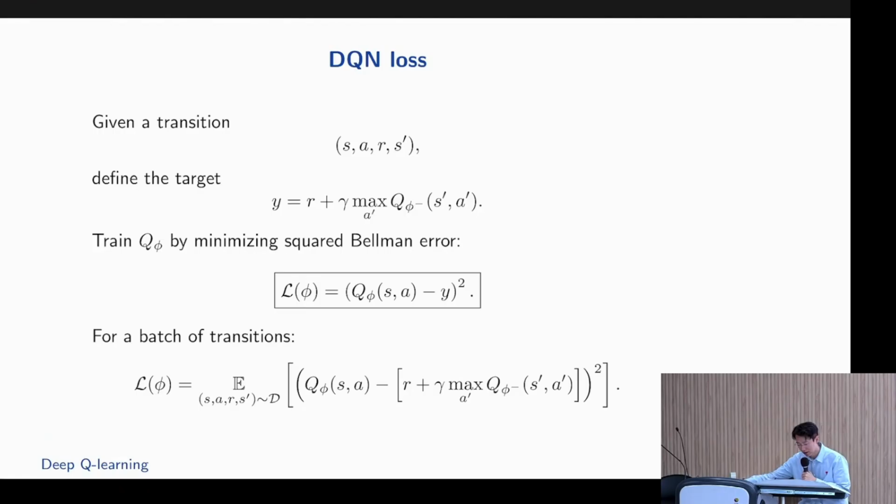So what exactly is the loss? Given the transition of state, action, reward, next state, you compute the target based off of some previous snapshot. And you simply minimize the MSE between the target and your current Q value for that specific state and action. So notice the parameter difference. We're going to do backprop with respect to phi, but the target is frozen, so no backprop here.